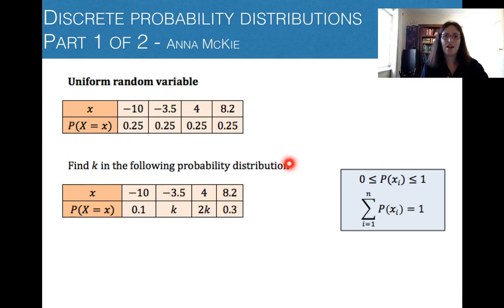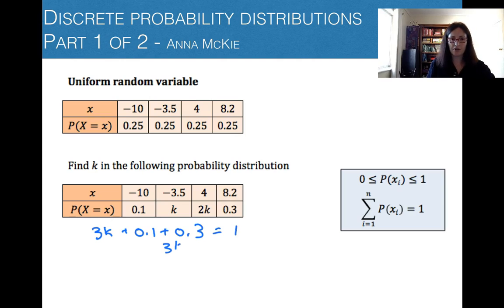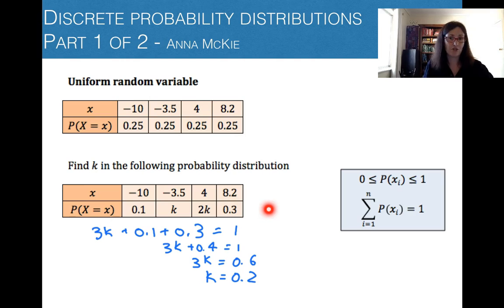Now, last thing here, if we have to find k in a probability distribution, how do we do that? Well, we need to use some of these facts here, that first of all, each probability has to be between 0 and 1, hence the ones we've already got here, and adding them all up will equal 1. So let's use that fact. So we're going to add up each of these and put that equal to 1. So I'm going to just cut a step and go 2k plus k will give me 3k, and then if I add up the other two and put it all equal to 1, I'm going to get 3k plus 0.4 is equal to 1, and then you solve for k. So 3k is 0.6, leaving us with k is 0.2. So that's how you solve questions where you've got an unknown in the distribution.